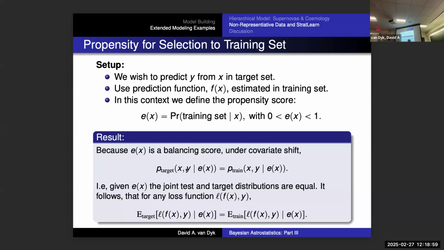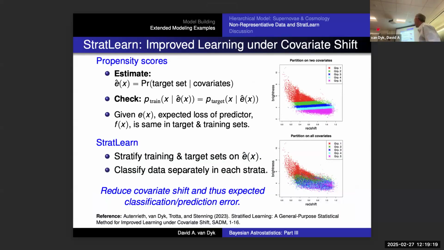And if I condition on the propensity score, this thing is exactly the same for the target, where I cannot compute it, as it is for the training set, where I can compute it, as in the training set I actually have y. So if I condition on the propensity score first, I can train and everything works fine. So how does that work?